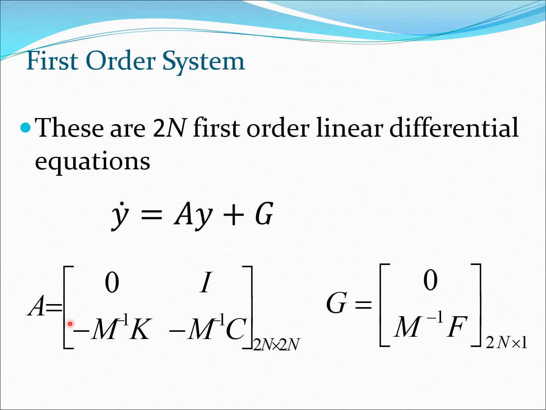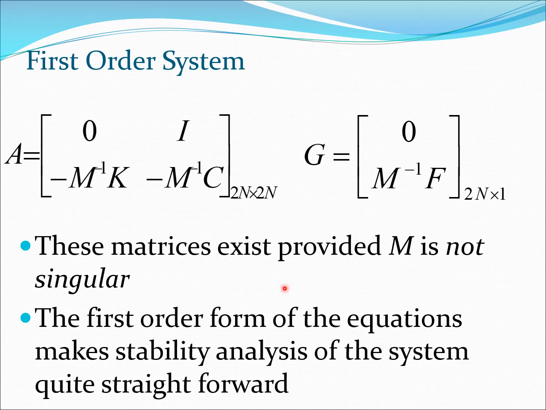So all the information about the system properties is present in this matrix A. Sometimes it's called the system matrix. The vector G also has M and F, and so the vector G contains the information which is there about the forcing present in the system. So one of the points we should make at this stage is that these matrices will be there provided M is not singular, because you are calculating the inverse of M to obtain A and G, and therefore that should be present. So that's a requirement you need to check for.